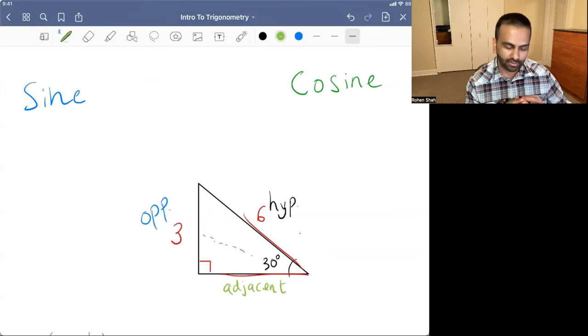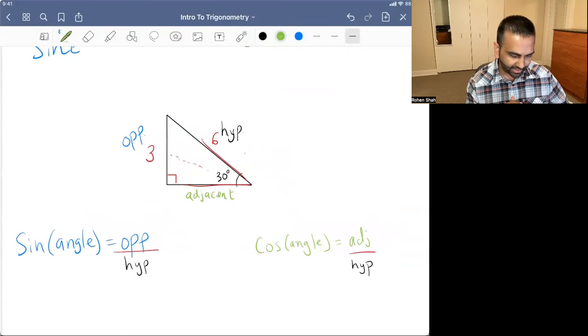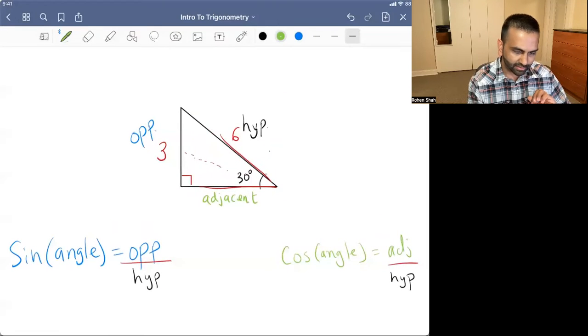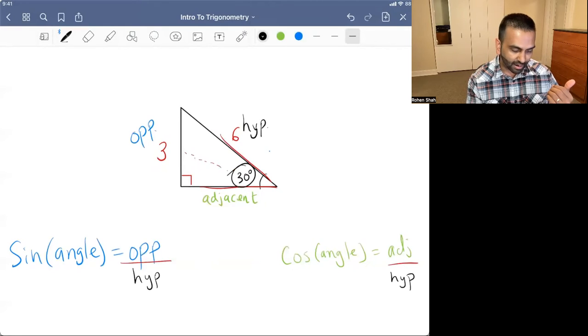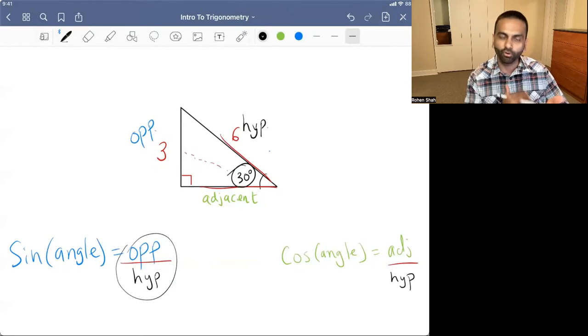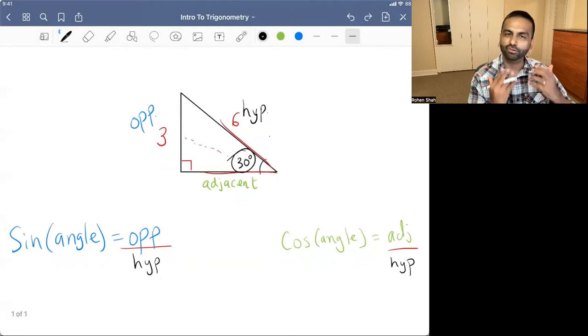So now that we have these labeled, we can talk about the definition of sine and cosine. So sine in general, first of all, notice that it's incomplete. If I were to just ask you what's the sine, that doesn't make sense. It's always the sine of a specific angle. So here, if I'm talking about this specific angle over here, then the side that's opposite to it divided by the side that's the hypotenuse of that right triangle, that ratio, opposite over hypotenuse, is the sine of that angle.